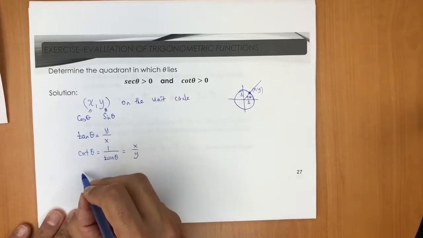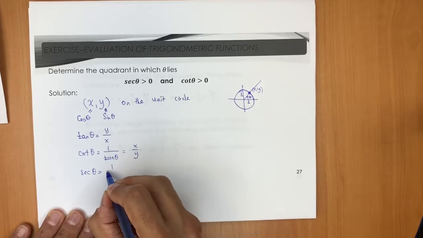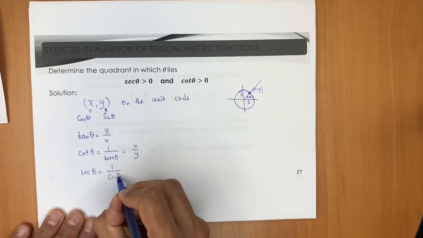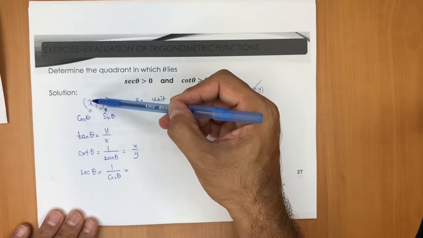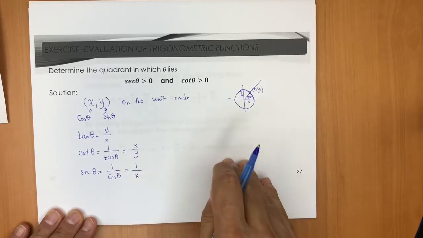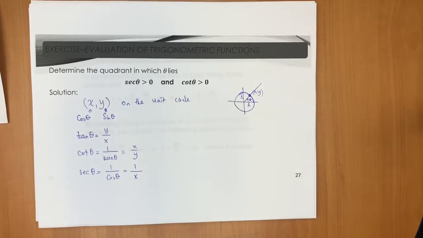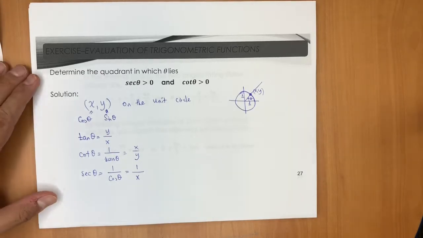And we need secant here. Let me just write down the secant. Secant theta is 1 over cosine theta. So it's the reciprocal of cosine, but cosine theta is x. So the reciprocal of that is going to be 1 over x. So we're given two inequalities involving secant and cotan. Both are positive.